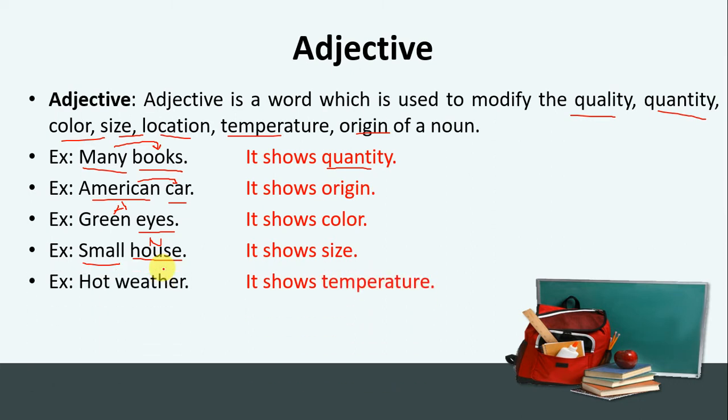See hot weather. What type of weather? Hot weather. So weather is a noun, and it talks about the type of weather, the temperature of the weather. So we say it's an adjective. This one is an adjective, right?